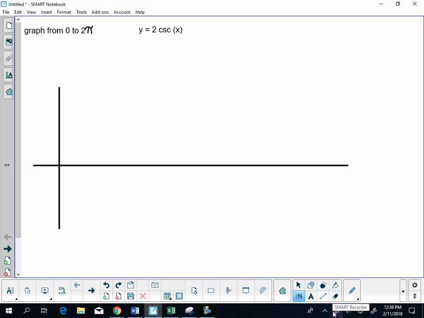All right, good morning. As you are answering these questions, you're probably going to need to hit pause quite often. You might even need to rewind every once in a while to make sure that you answer them correctly. So the first one that we're going to do is we're going to be graphing y equals 2 cosecant theta.